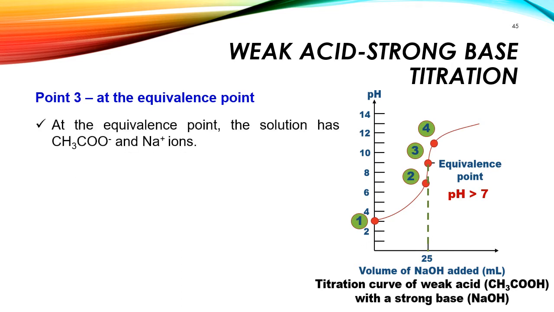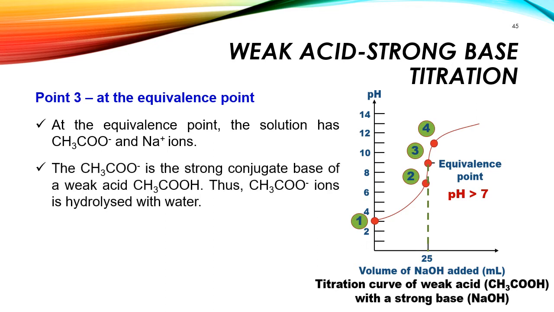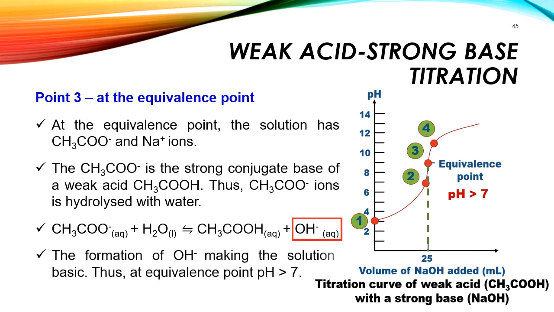At the equivalence point, the solution has ethanoate ions and sodium ions. Since the ethanoate ion is a strong conjugate base of a weak acid, the ethanoate ions are hydrolyzed with water. The presence of hydroxide ions makes the solution basic. Thus, at the equivalence point, the pH must be greater than 7.